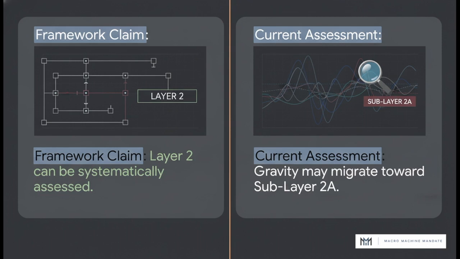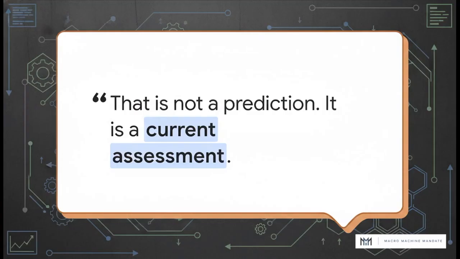Look, the framework's structural claim is simply that Layer 2 can be systematically assessed at a higher resolution. That's a fixed reality. On the other hand, the idea that economic gravity is migrating towards sublayer 2A right now, well, that's a current assessment based on today's evidence. The framework itself remains totally intact, regardless of whether that specific assessment turns out to be right or wrong in the long run. As the source text brilliantly puts it, that is not a prediction. It is a current assessment and a candidate interpretation of the available evidence, and that's key.